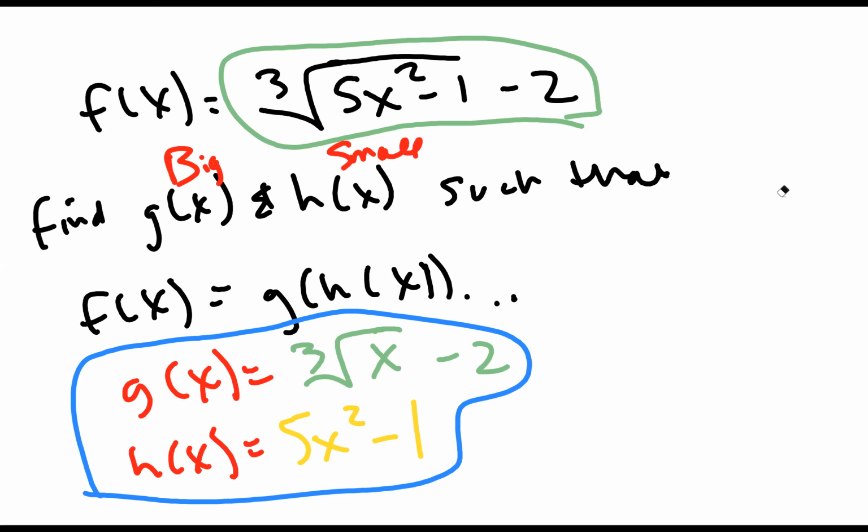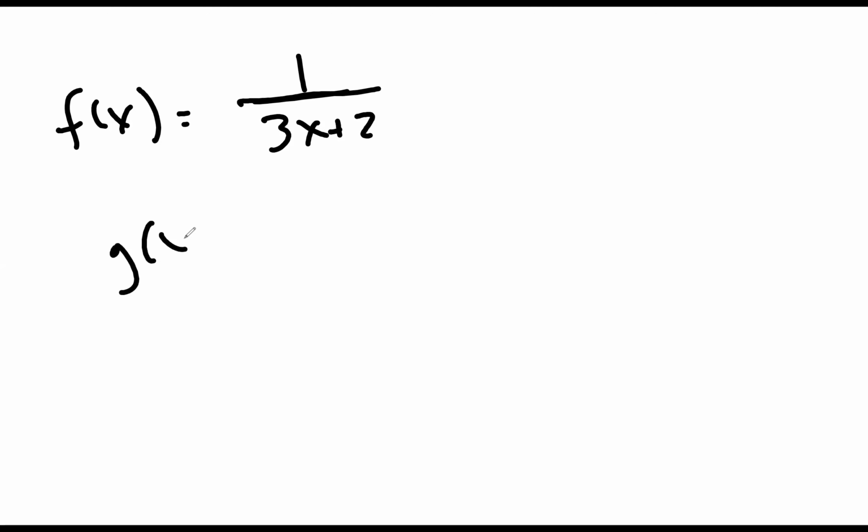All right, so same idea. We're going to get on the second one that f of x equals, let's do 1 over 3x plus 2. And again, I need to find a g of x and I need to find an h of x. And remember, the g of x is the big thing and the h of x is the small thing.